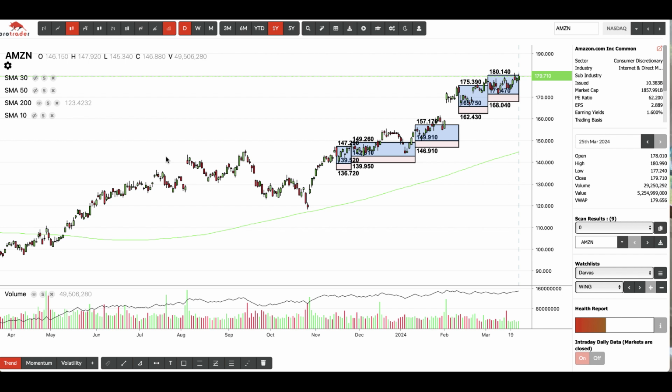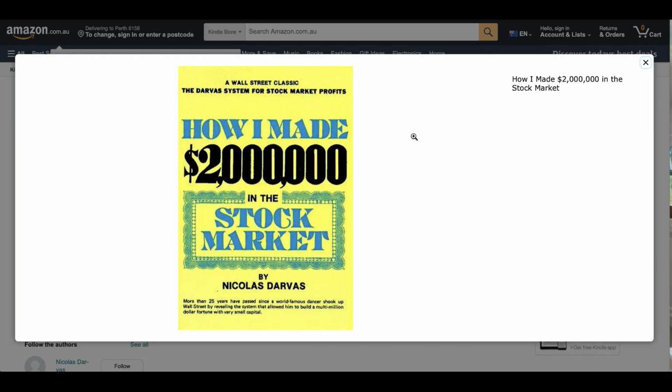Today I'm going to show everyone how our Darvas Box scanner works. Protrader was the first company to bring the Darvas Box trend trading system to software 25 years ago. Nicholas Darvas was a man in the 1960s who made over $2 million trading using a basic trend following system, which I'm going to go through today.